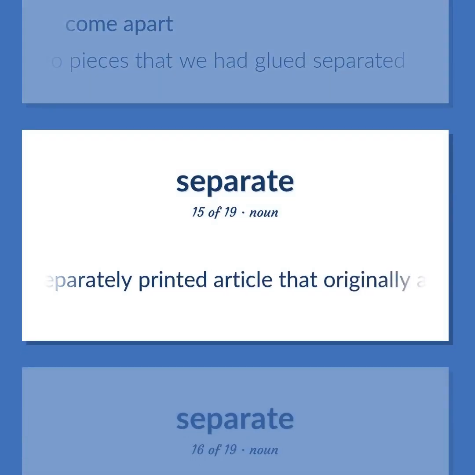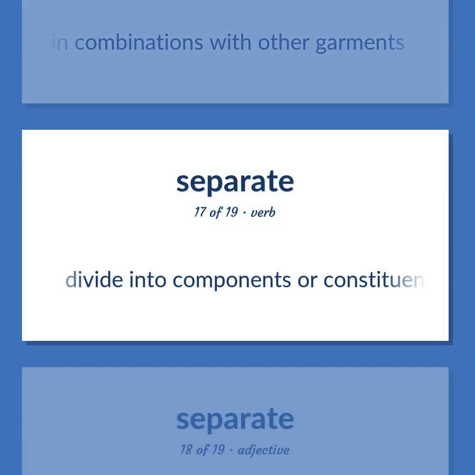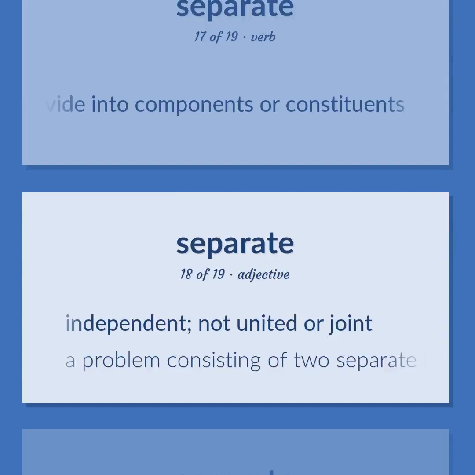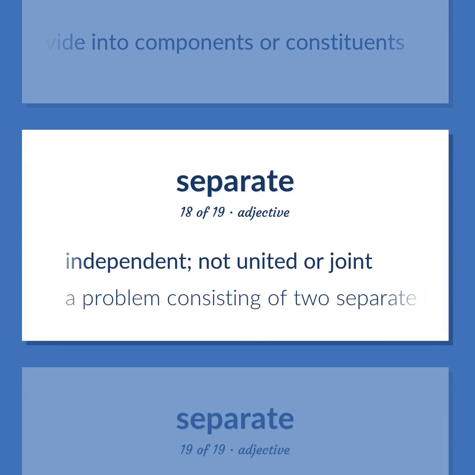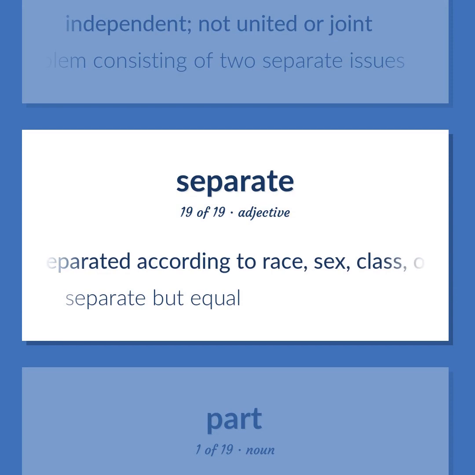A separately printed article that originally appeared in a larger publication. A garment that can be purchased separately and worn in combinations with other garments. Divide into components or constituents. Independent, not united or joint. A problem consisting of two separate issues. Separated according to race, sex, class, or religion. Separate but equal.